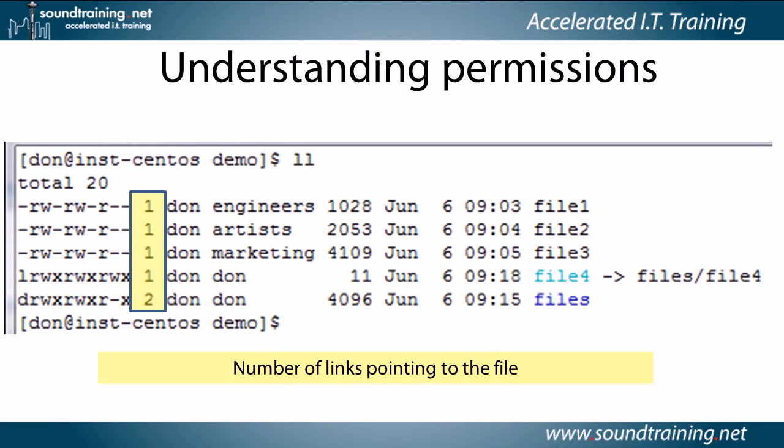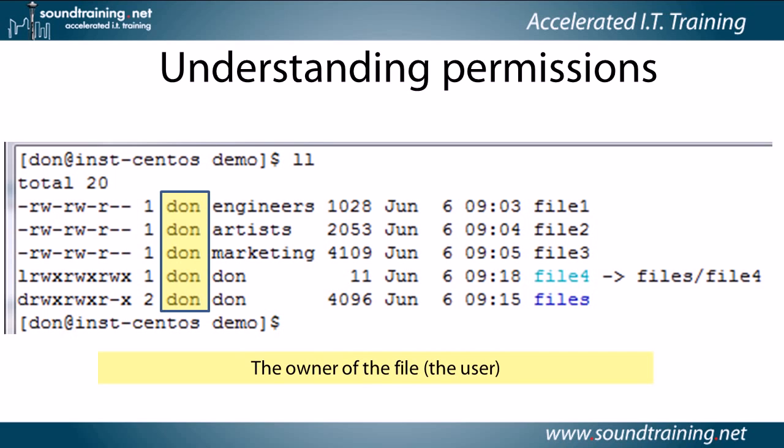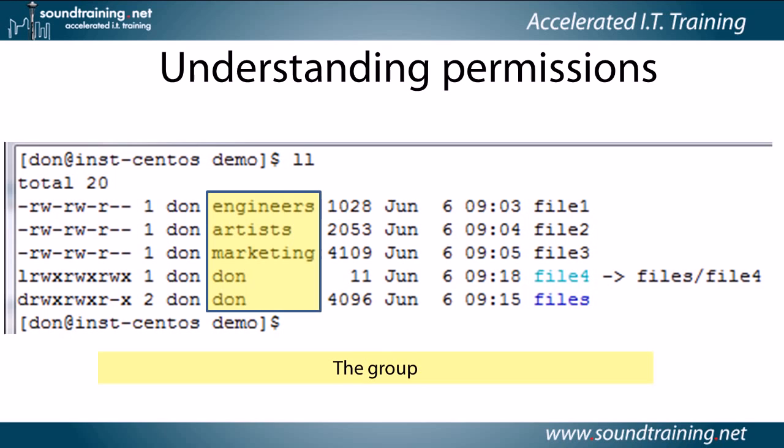Next column over is the number of links pointing to the file. That'll always be at least one for a regular file and two for a directory, and perhaps others as well. Next is the owner of the file. That's the user. Now the group owner. So for file 1, the owner is Don, or the user, and the group owner is engineers.